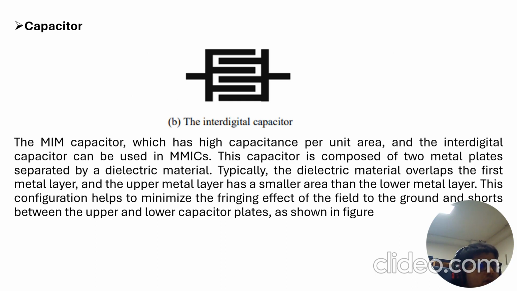The MMIC capacitor has a higher capacitance per unit area, and the inter-digit capacitor can be used in MMIC. This capacitor is composed of two metal plates separated by a dielectric material. Especially, the dielectric material overlaps the first metal layer, and the upper metal layer has a smaller area than the lower metal layer. This configuration helps to minimize the fringing effect of the field to the ground between the upper and lower capacitor plates, as shown in the figure.